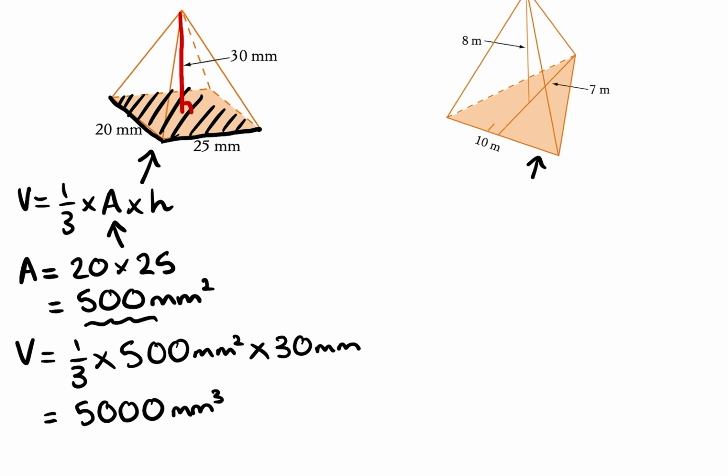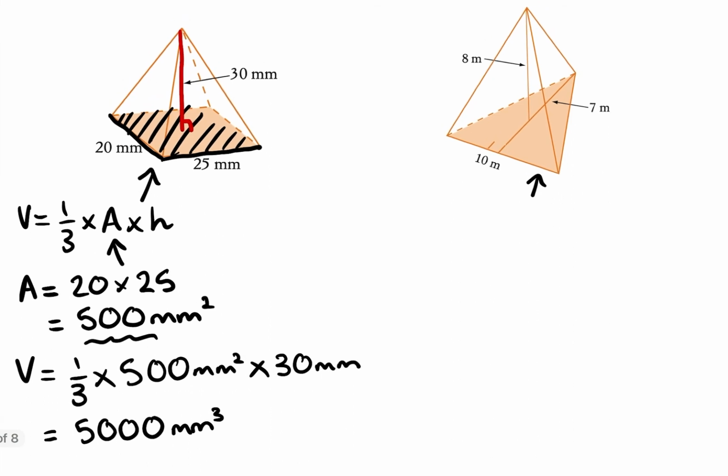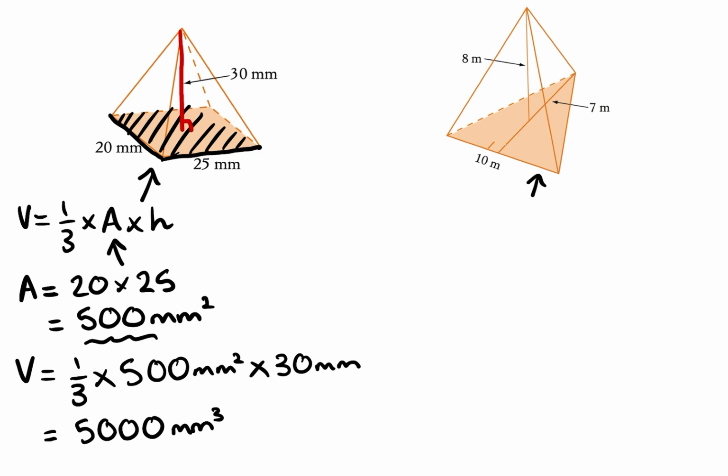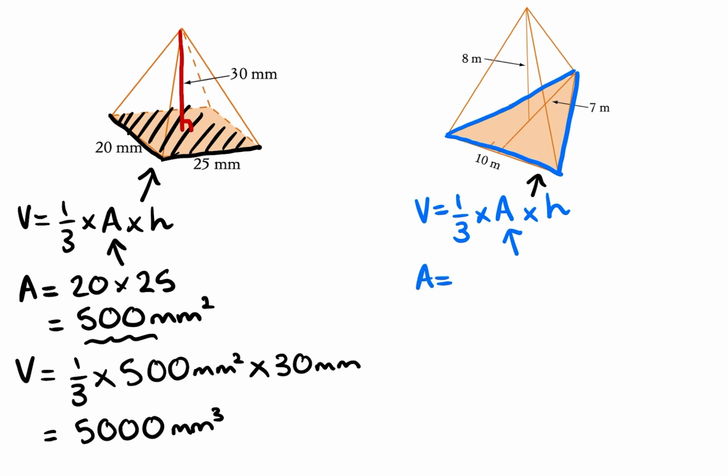Okay, let's do our second pyramid over here. I mean, not prism, pyramid, my bad. Change the color for this one. So this time we've got a triangular base. So we know we're going to need to find the area of this triangle first. So let's write down our formula. V equals a third times the area of the base times the height. And we know we need to find the area of the base. So the area of the base, well, that's just going to be a triangle. You can see this triangle here. This is the area we need to find.